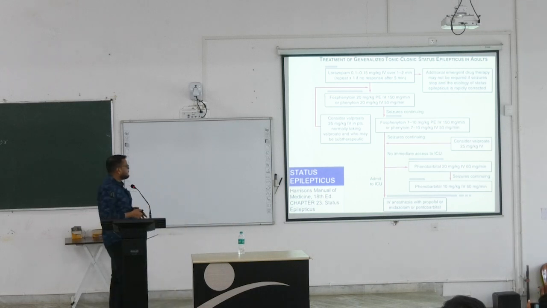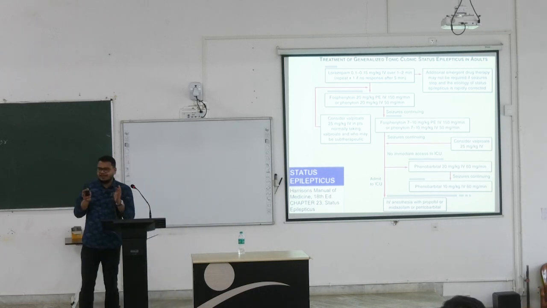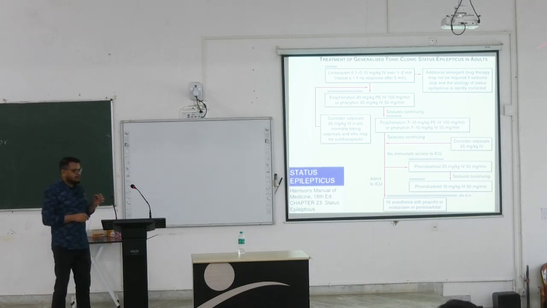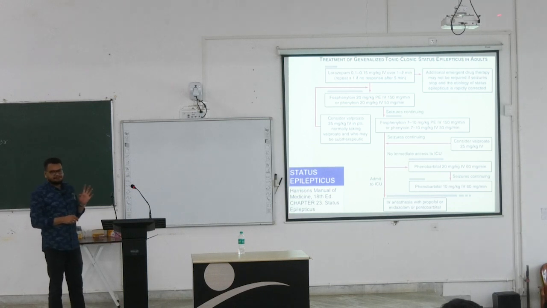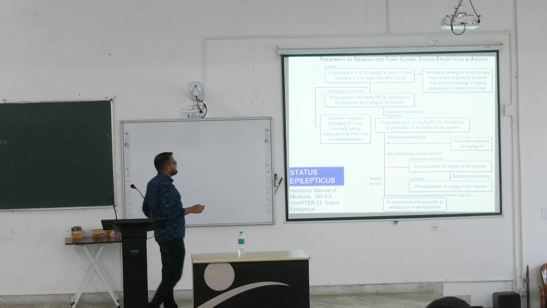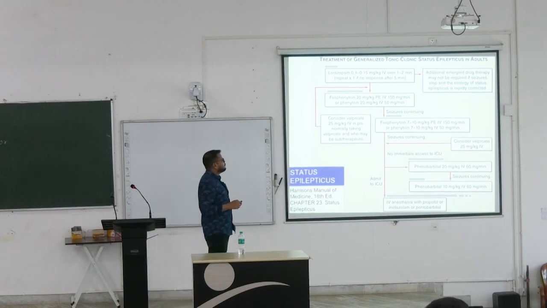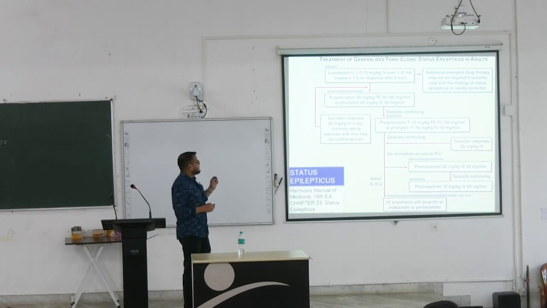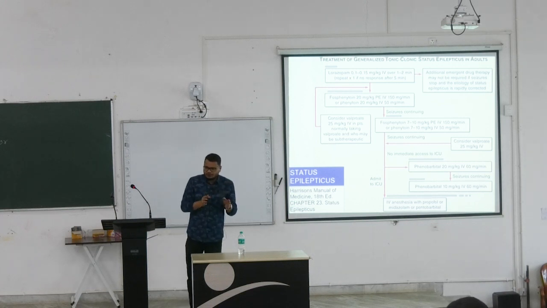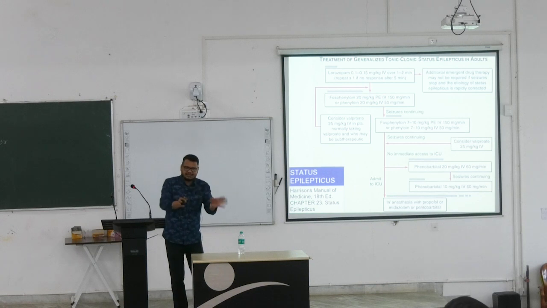So you see, status epilepticus definition I have told you. Now what will happen? Patient comes, you first give lorazepam. That is a benzodiazepine. 0.1 to 0.15 milligram per kg IV over 1 to 2 minutes. Repeat one time, repeat again if no response after 5 minutes. So you give lorazepam, wait for 5 minutes. Watch the seizure. If it is controlled, okay. If it is not controlled, again give lorazepam. Okay?